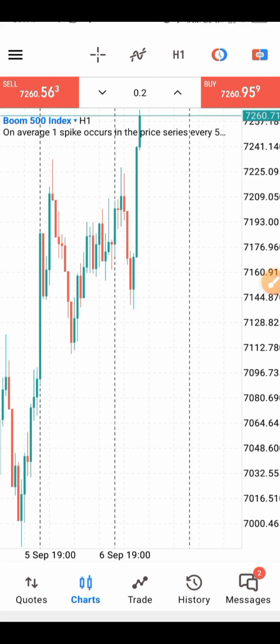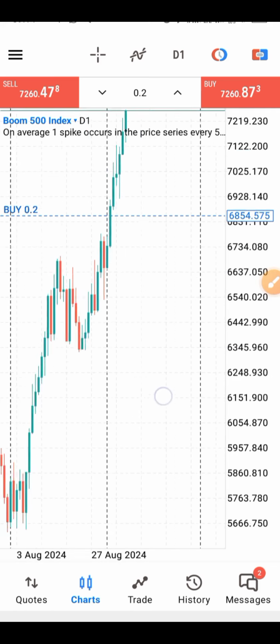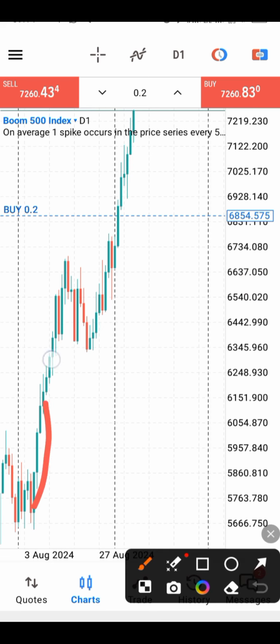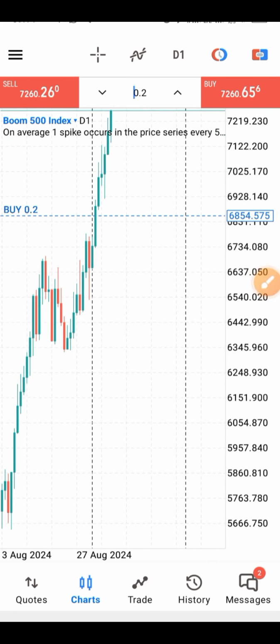So, guys, first of all, like I always say, you have to go to the daily time frame to check the market structure. And what market structure are we looking at? This is the market structure. The market is forming higher highs and higher lows, which indicates an uptrend. You understand? Everybody knows that.